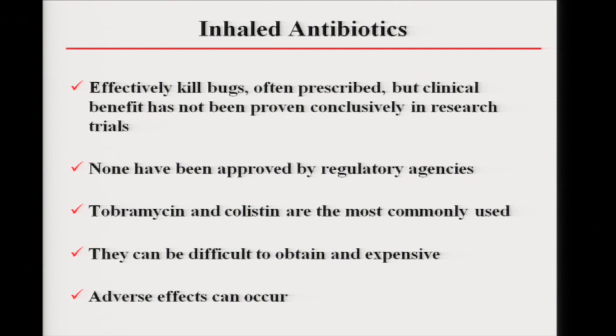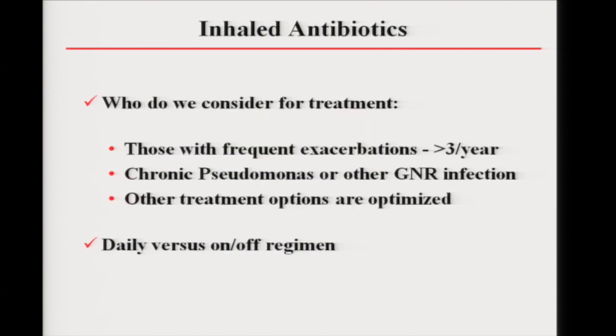Tobramycin and colistin are the most commonly used in the United States, and probably tobramycin by a large margin is the most common. But as you know, and as you may have experienced, they can be difficult to obtain, they can be expensive, and it takes a lot of convincing of third-party payers to pay for these drugs. And again, you don't want to use these injudiciously because adverse effects can occur and can be quite distressing to our patients. So when do we consider, or who do we consider for treatment with inhaled antibiotics?